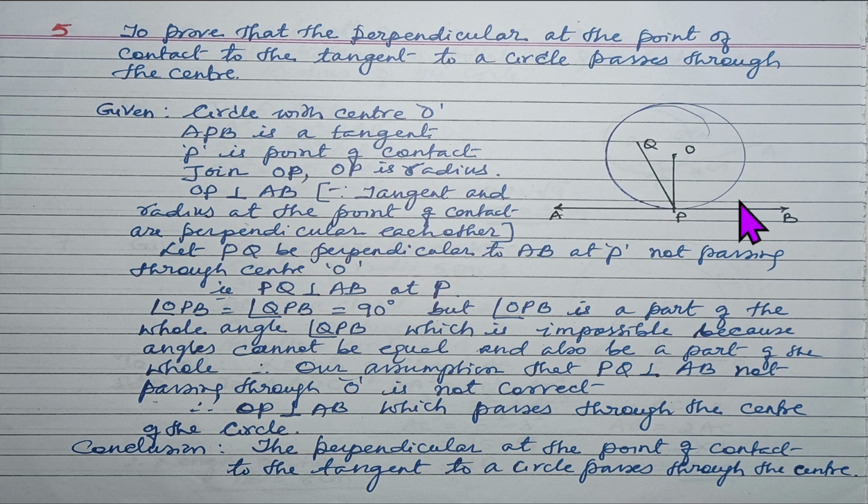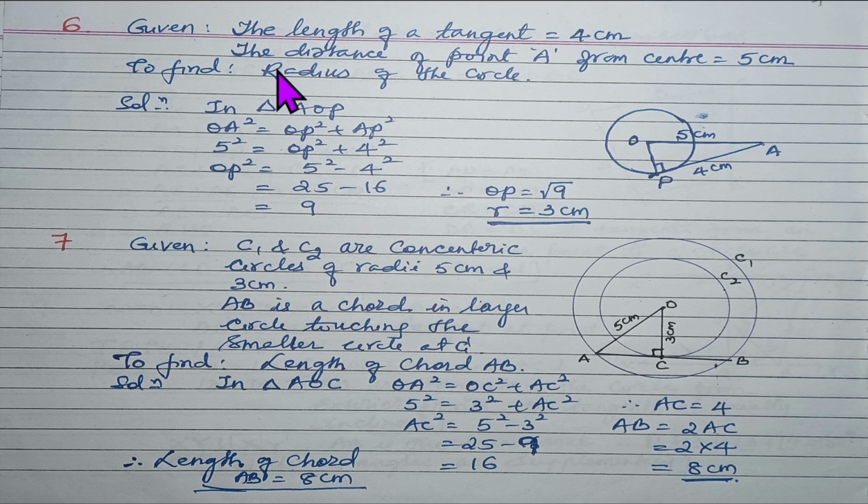Therefore OP is perpendicular to AB and not QP is perpendicular to AB, because Q and O are actually coincident points, and therefore the conclusion is that the perpendicular at the point of contact to the tangent to a circle definitely passes through the center O, and therefore PQ cannot be perpendicular to the tangent AB at P, it is only OP. Remember that.